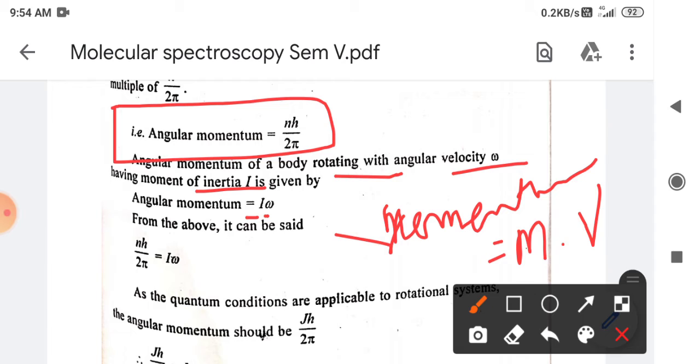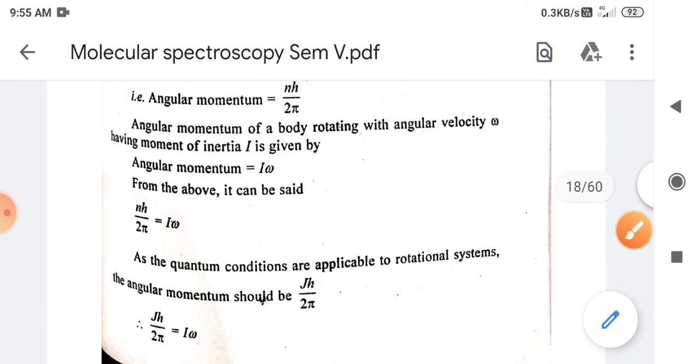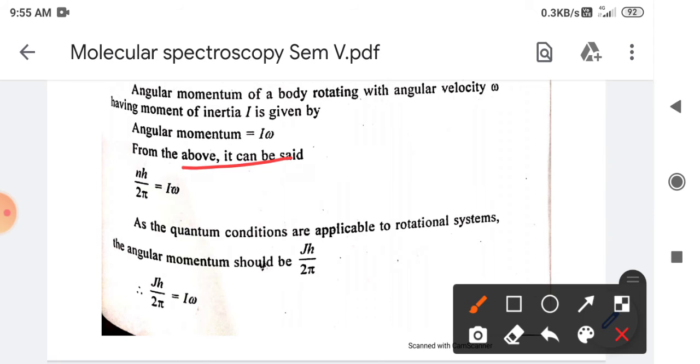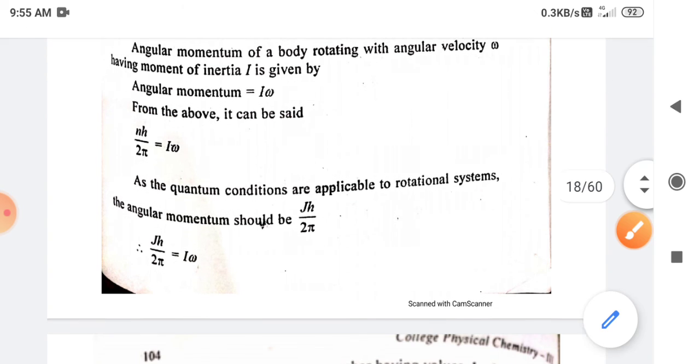For rotational motion, we need to consider the moment of inertia, because we are considering the reduced mass. And this omega is the angular velocity and not the linear velocity. That is the change for rotational motion. Now from the quantum mechanics hypothesis, the angular momentum is equal to an integral multiple of nh upon 2 pi. So we can say that nh upon 2 pi is equal to I into omega.